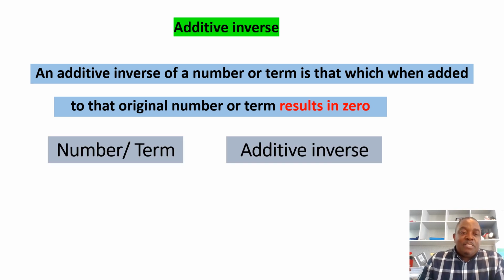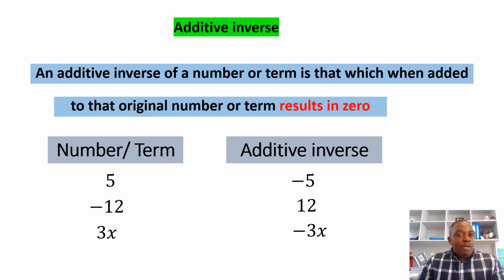For instance, look at these examples. 5, additive inverse is negative 5, and if you've got negative 12, additive inverse is positive 12, and if you've got a term that is 3x, additive inverse is negative 3x, and that's basically it. So you need to know that. We're going to talk about it when we're solving equations, linear equations, that is.